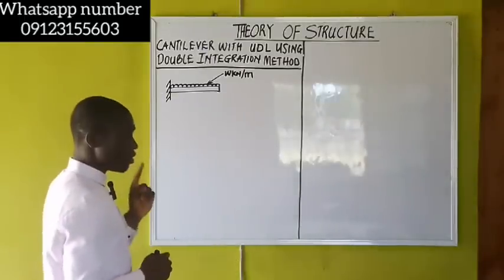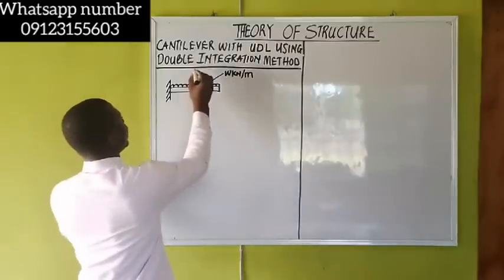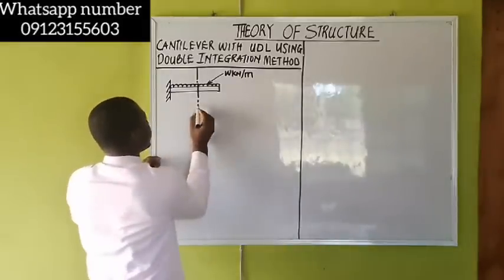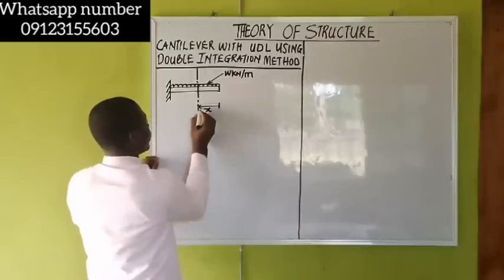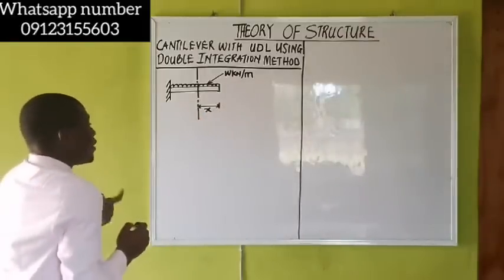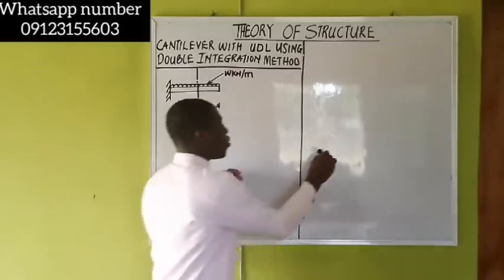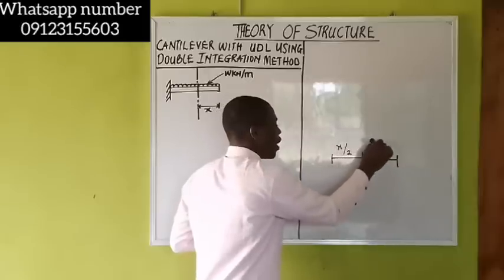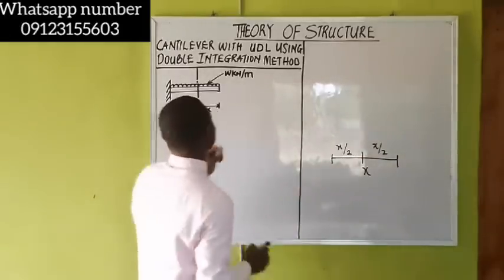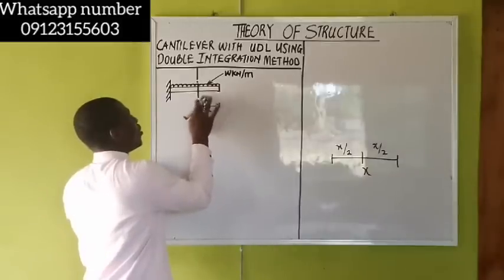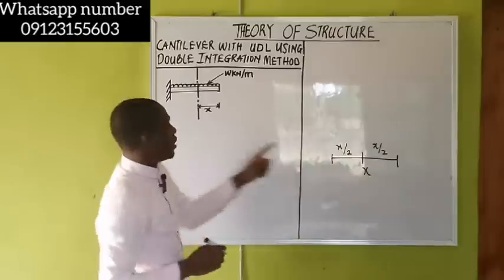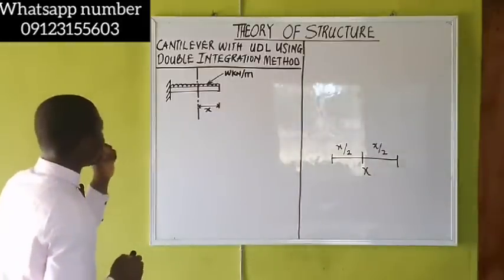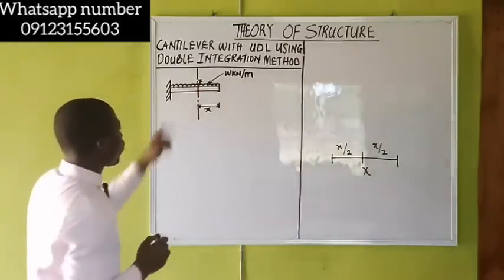So I have this to be my cantilever beam with a uniformly distributed load. Now my next task is to section this. If I section this way, let me call the distance from this point to this point x. If I call the distance from this point to this point x, the half will become x over 2, half the distance. So the center here, half of it, is x over 2. Call that point x.